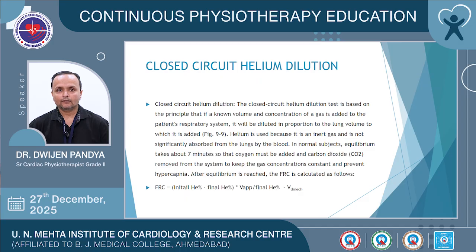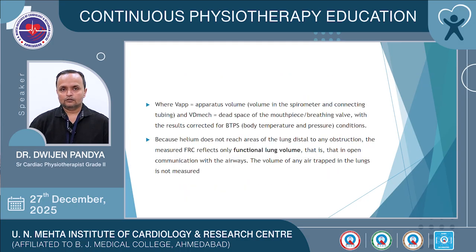The FRC will be the initial helium concentration minus the final helium concentration, divided by the final helium concentration, multiplied by VAP, and minus VD max. In this case, the VAP is the apparatus volume, that is the volume in the spirometer and connecting tubing. VD max is the dead space of the mouthpiece and the breathing valve, with results corrected for body temperature and pressure conditions. That is, the dead space of the mouthpiece and the breathing valve will be subtracted from the readings.